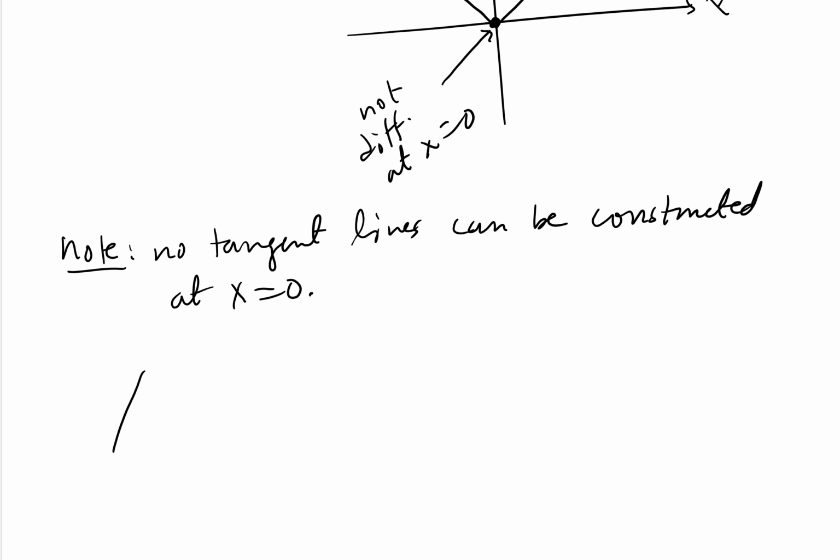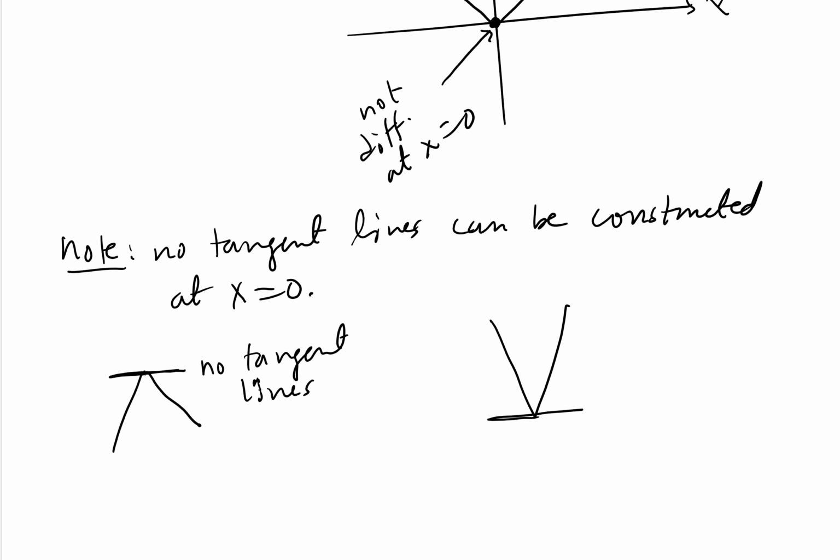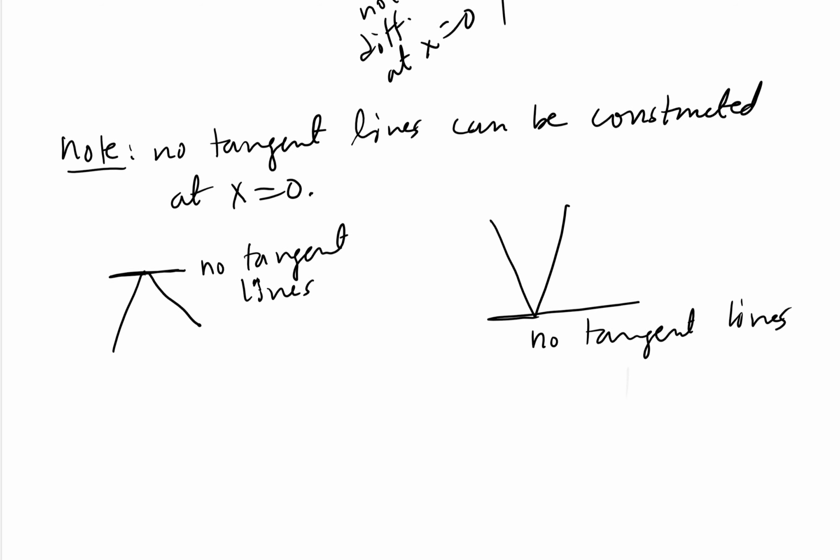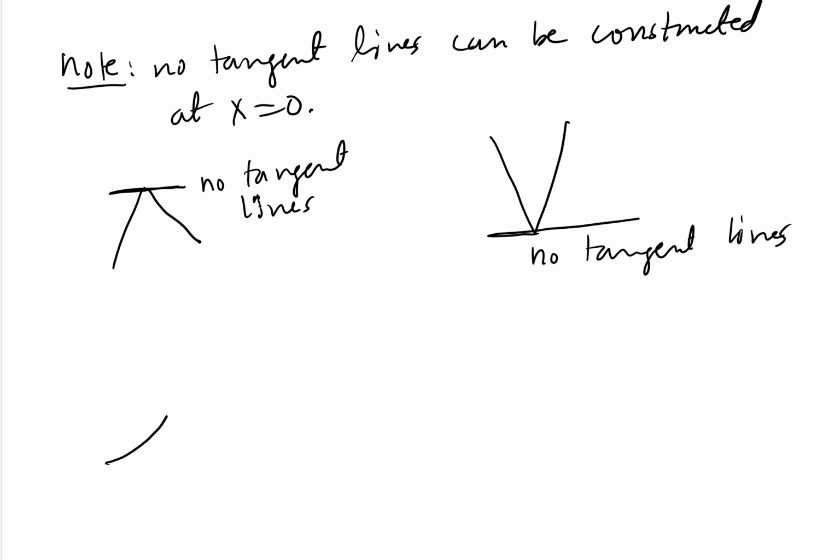So if we have a function like this, we can't draw a tangent line here. No tangent line or lines can be drawn. Same thing if it's this way. No tangent lines at those sharp points. Another case where the function is not differentiable is when there is a vertical tangent line like this at point A. So this is a vertical line.